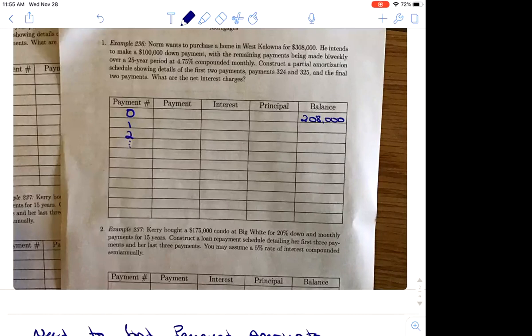We need to know the previous balance. So we need to know the previous balance at line 323. I'll tell you that much right now. So 323, so that we can find 324 and 325.